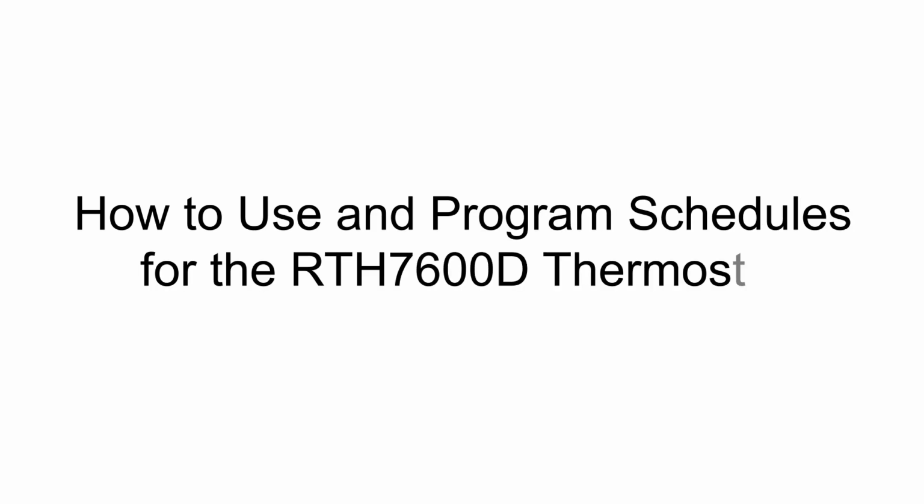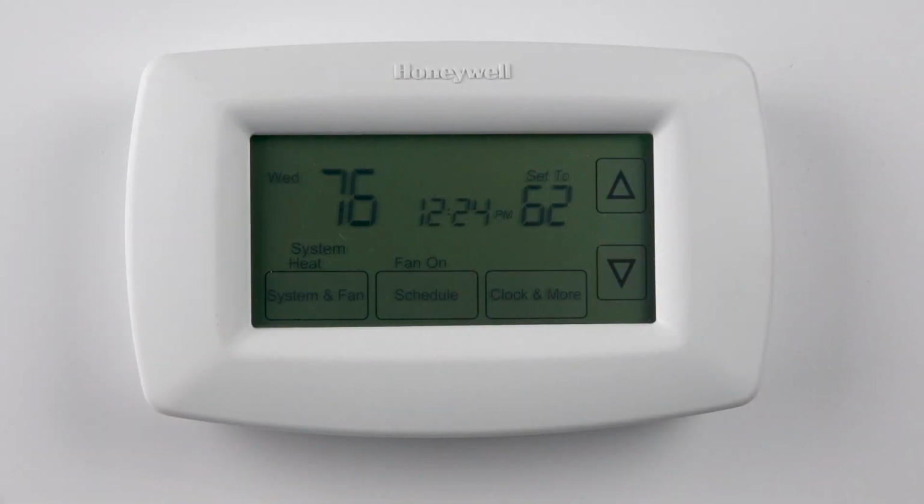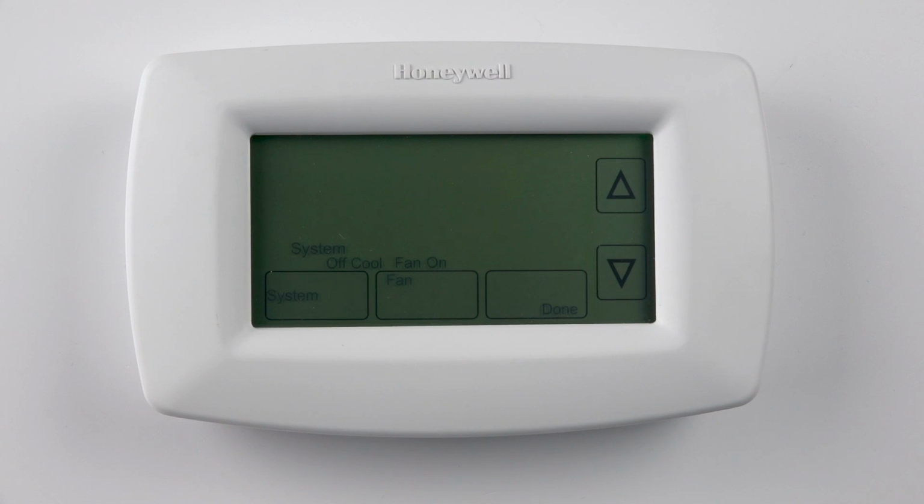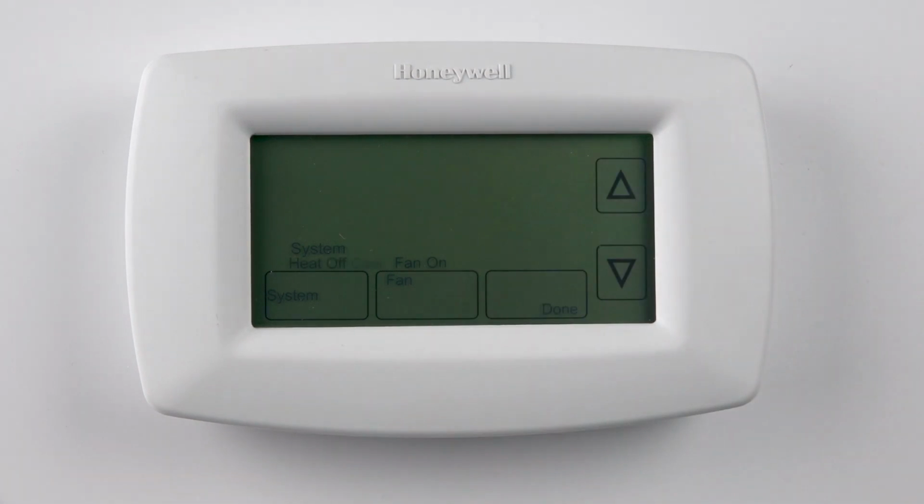Hi everyone, in this video I want to cover the use and scheduling for the RTH7600D thermostat. To change the thermostat mode or to change the fan settings, press the System and Fan button in the lower left of the screen. Use the up and down arrows to change the system mode or press the fan button to change the fan mode. Press Done when finished.